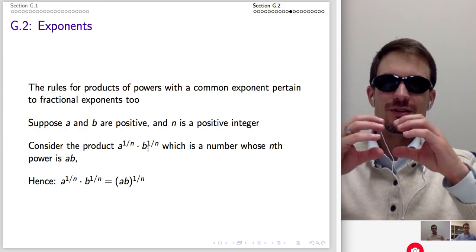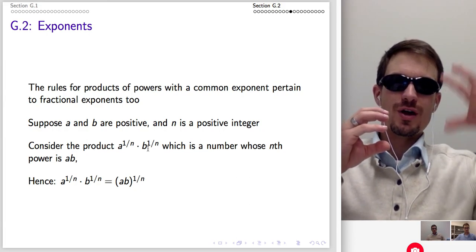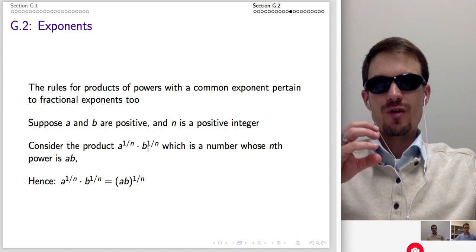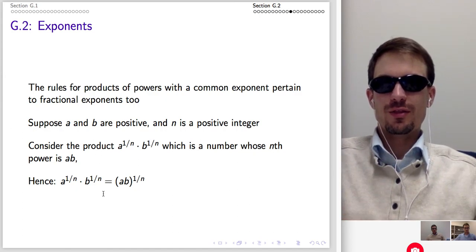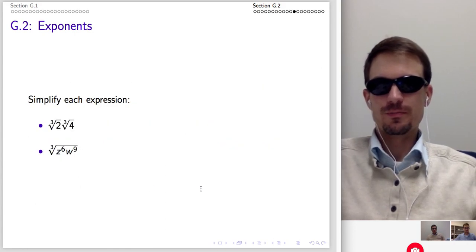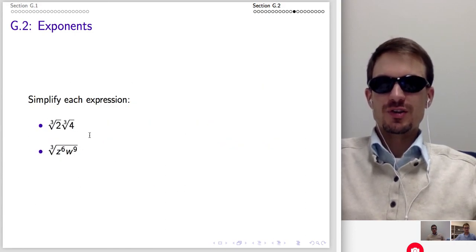So here we have a to the 1 over n times b to the 1 over n. Here we're going to pull off that 1 over n power, and we're left with just that product, a times b, to the 1/n. That's this right here.